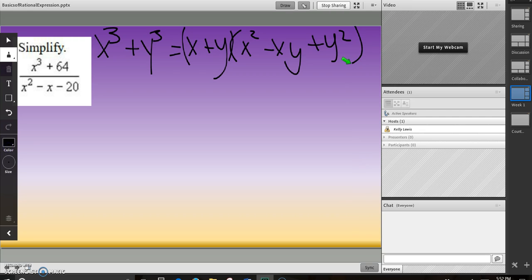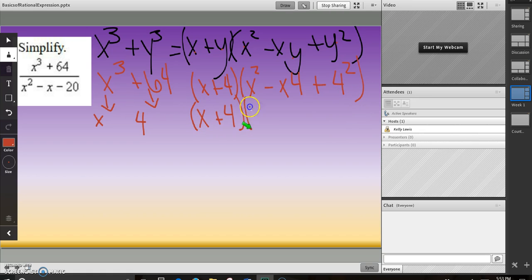All right, so the top, x cubed plus 64. So x times x times x is x cubed, and then 4 times 4 times 4 is 64. And then I'm going to follow the pattern. So the first number is x, plus sign, second number is 4. First number squared, minus the first number times the second number, plus sign, second number squared. So what we really have is x plus 4, x squared minus 4x plus 16.